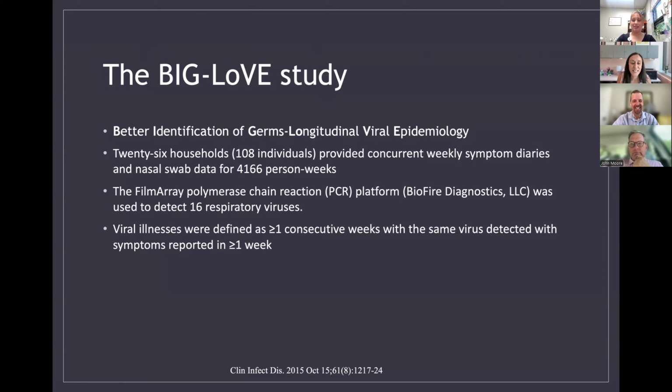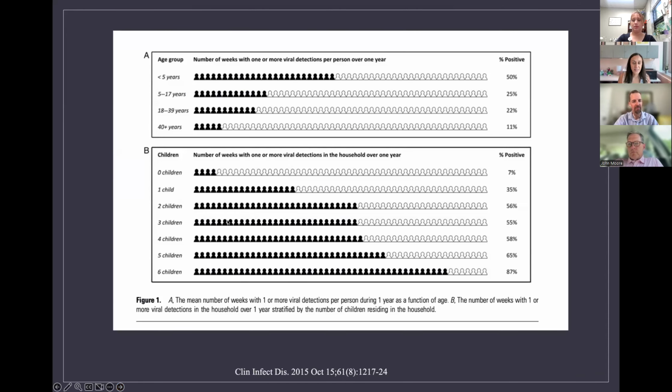And this is a really cool study. So they took 26 households, which made up 108 individuals, so big families. And then every single week, they swabbed their noses, regardless of whether they were having symptoms. And then they recorded symptom diaries at the same time. And then they did a PCR on that nose swab for a respiratory viral panel. And then it's shocking. So this is the graph, the next slide that I like to show people. So look up here at the top.